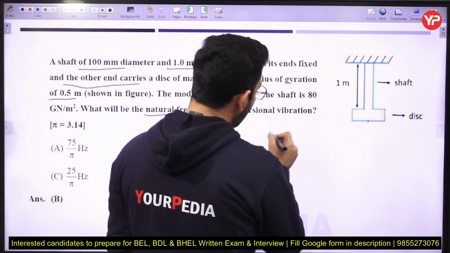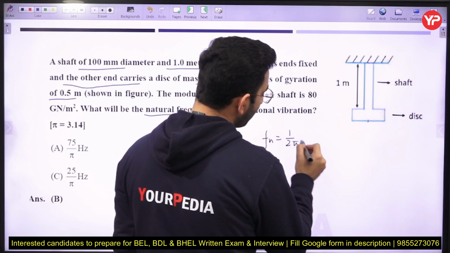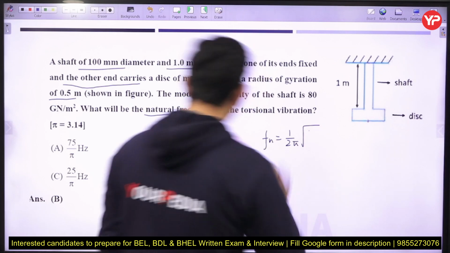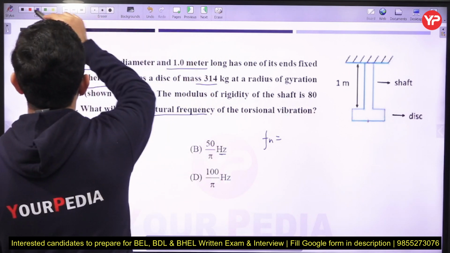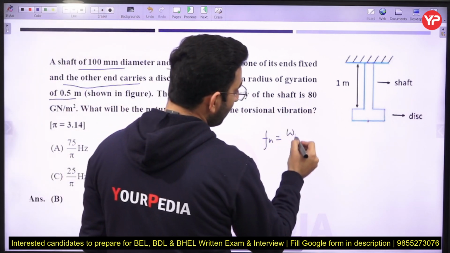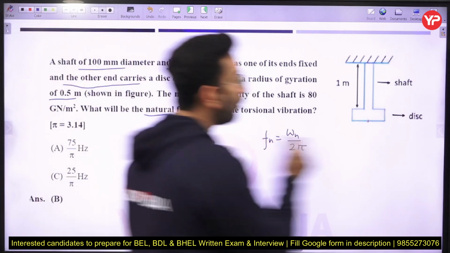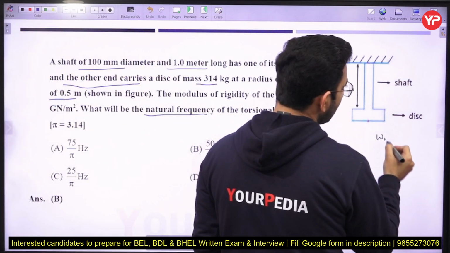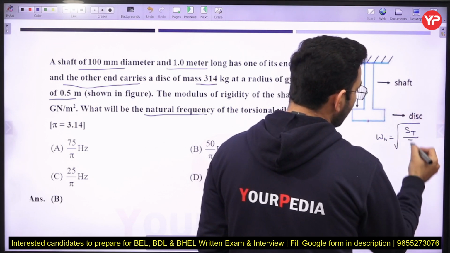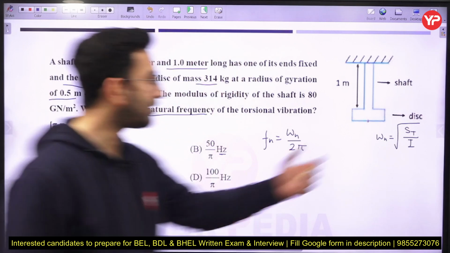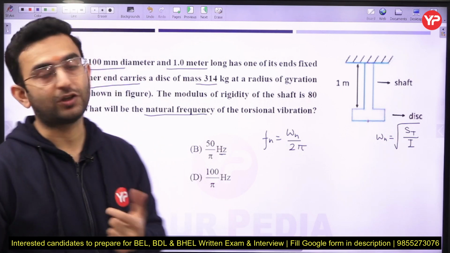So here you can see, I can write the linear natural frequency is going to be equal to 1 upon 2 pi times omega n, that is, omega n upon 2 pi. But in the case of the torsional vibration, the natural frequency omega n can be written as under root of torsional stiffness divided by moment of inertia. Okay, so here St is representing the torsional stiffness of the shaft and I is representing the mass moment of inertia of the disc.